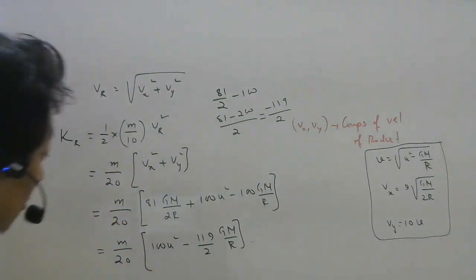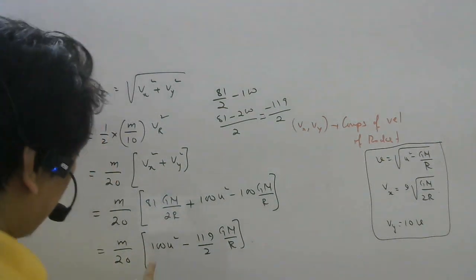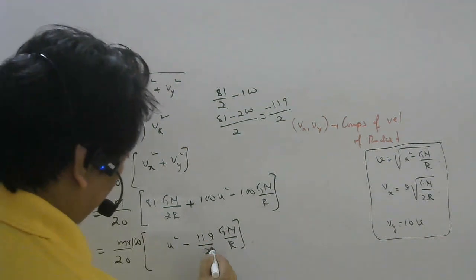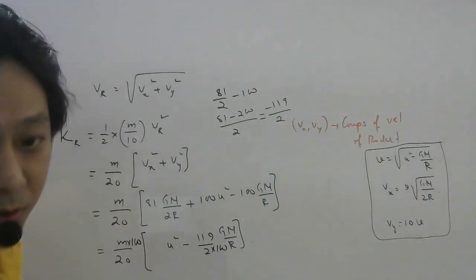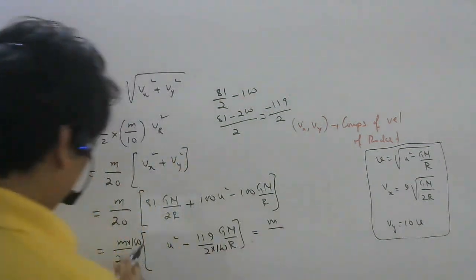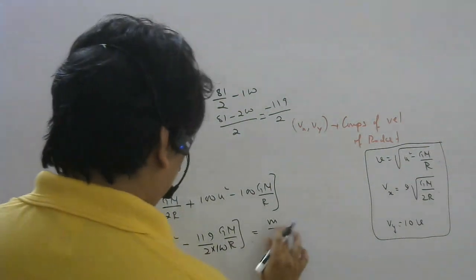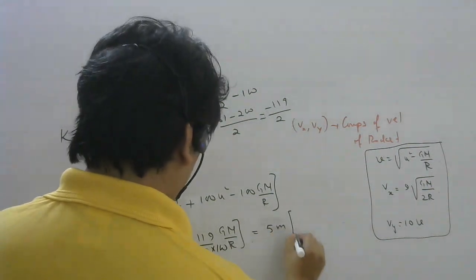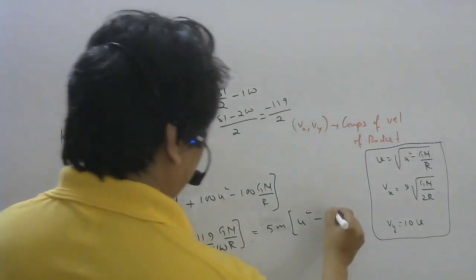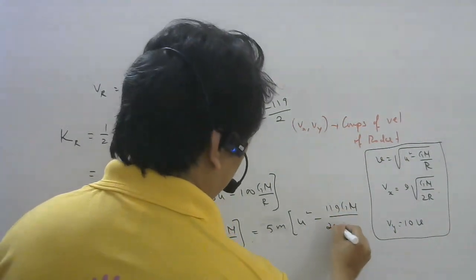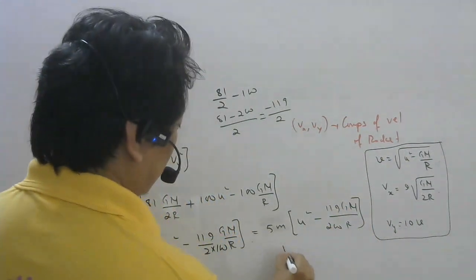Now in the options, if you see, there is only u square. So let me take 100 common. If you take 100 common, here you have to divide by 100 because there is no 100 in the numerator. So this will give you m by 100 here, and 20 here will be 5m, right? 5m u square minus 119 GM by 2 into 100, 200. This is your option B.